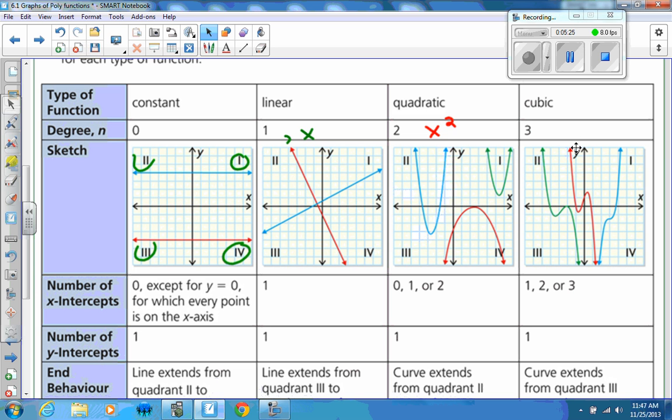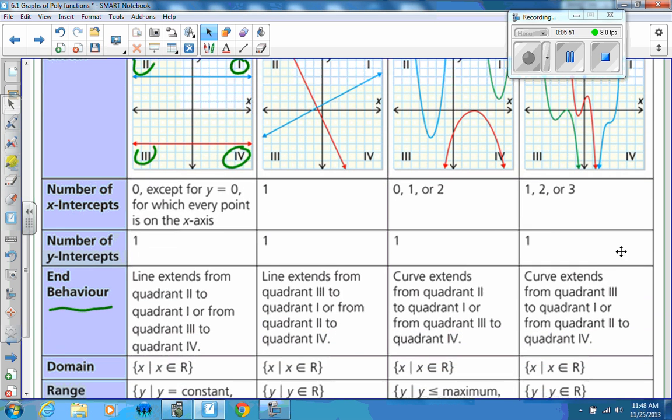For your cubic function, you have x to the third degree, so x cubed, at least one of your x's has to be cubed. And this graph displays a behavior that's, I don't even know how to describe it. Can't think of it right now. So number of x-intercepts could be 1, 2, or 3. Just like your quadratic, it's going to cross at different points on your axes depending on what the graph's equation is. Okay, it's only going to have one y-intercept, which is the same throughout the 4.